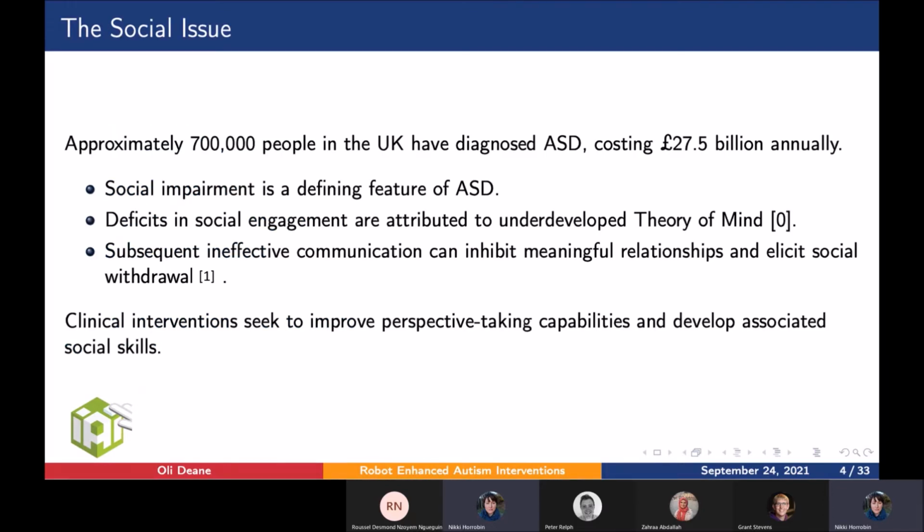So a global problem that we're looking to solve is that autism spectrum disorder individuals have deficits in social engagement, which are generally attributed to an underdeveloped theory of mind. So that's our ability to attribute mental states to others and take different perspectives in certain social situations. These deficits can cause issues in a wide variety of ways, and there's a variety of clinical interventions that look to develop these perspective-taking capabilities to improve quality of life.